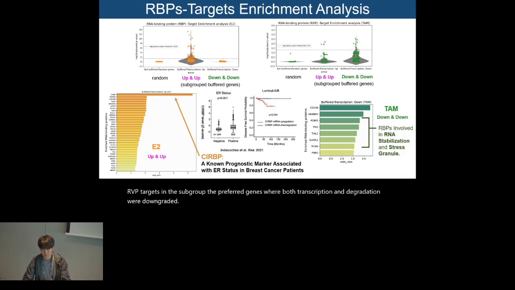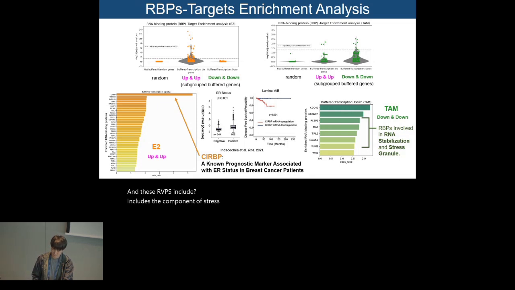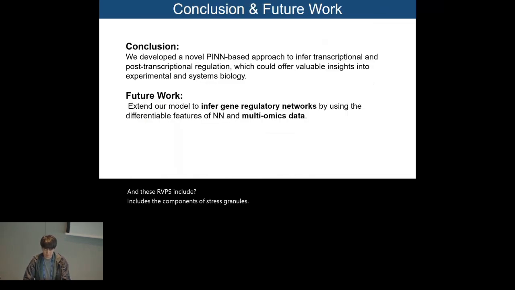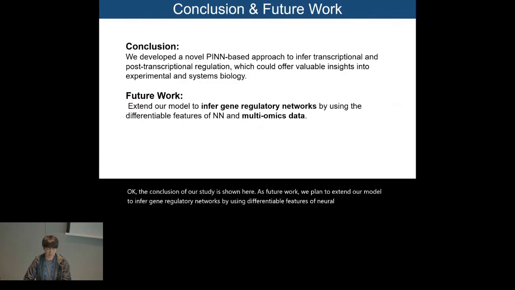These RBPs include the components of stress granules. The conclusion of our study is shown here. As future work, we plan to extend our model to infer gene regulatory networks by using differentiable features of neural networks and multiomics data.